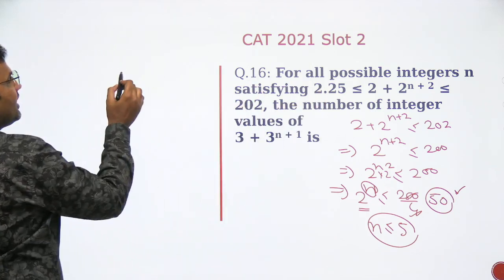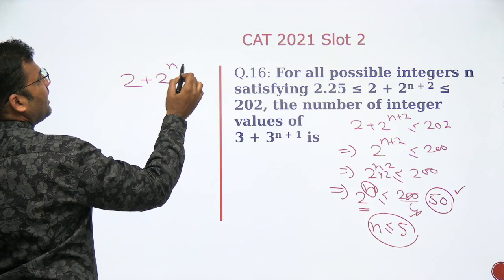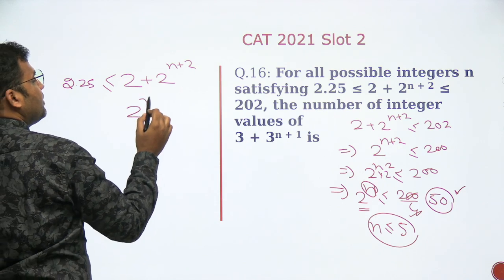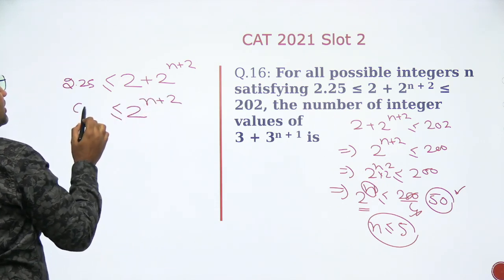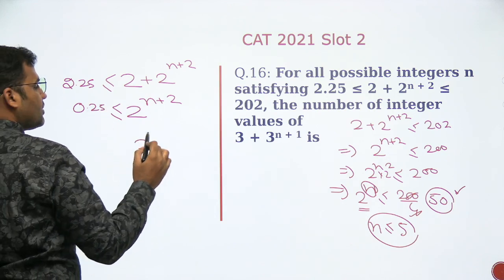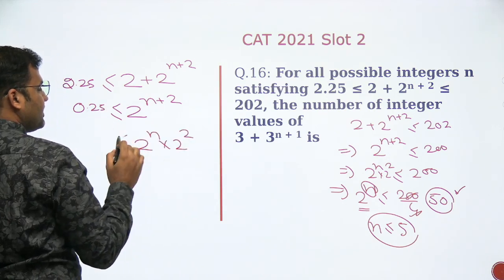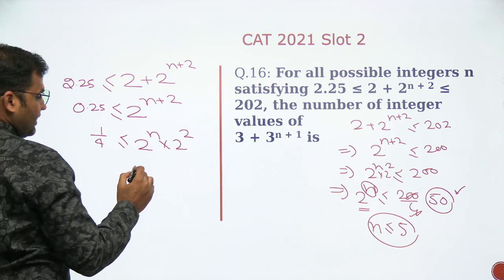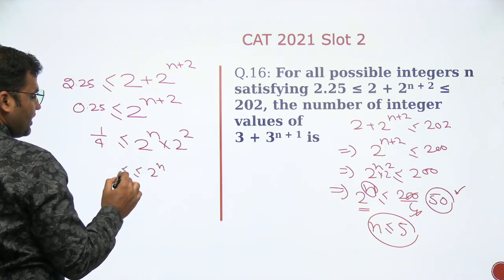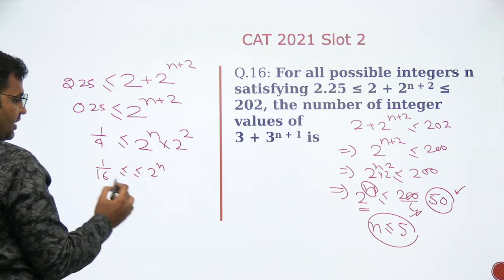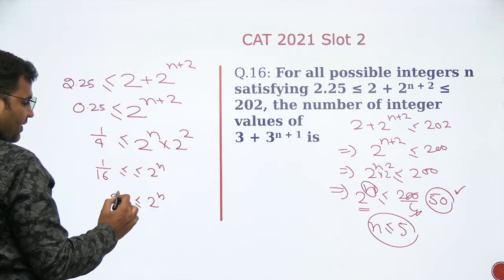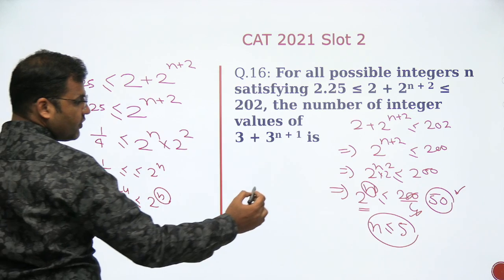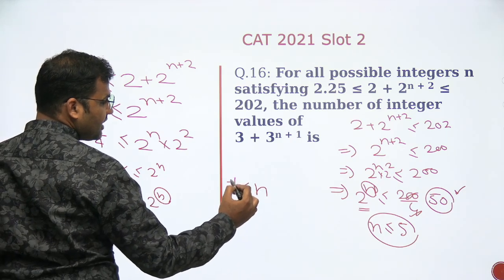Similarly, if I use the left hand side, 2 plus 2 raised to power n plus 2 is greater than equal to 2.25, then 2 raised to power n plus 2 would be greater than equal to 0.25. So 2 power n multiplied by 2 power 2 is greater than equal to 1 by 4. 0.25 is 1 by 4, right? That means 2 power n has to be greater than equal to 1 upon 16. So 2 power n has to be greater than equal to 2 raised to power minus 4. So n ka jo value hona chahiye, wo minus 4 se bada hona chahiye. So finally you get to know that n is greater than equal to minus 4 and less than equal to 5.